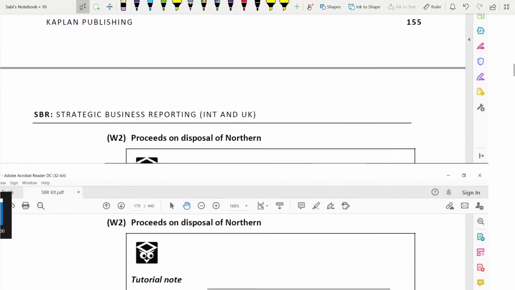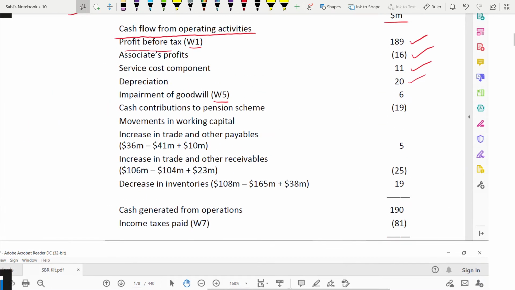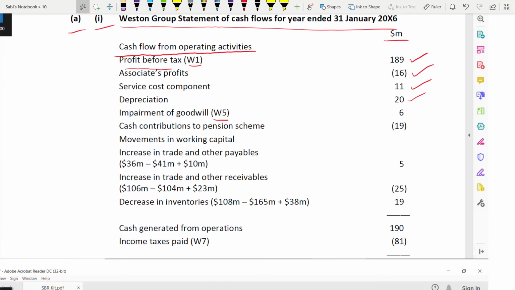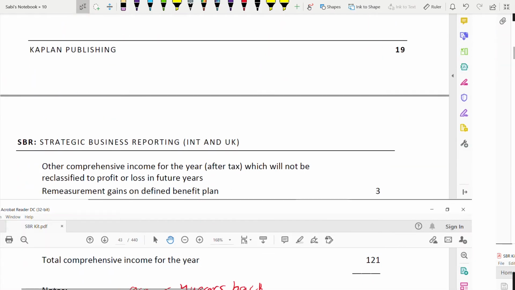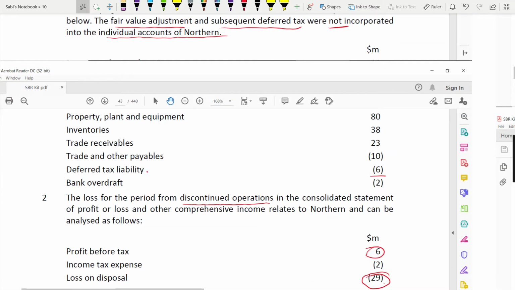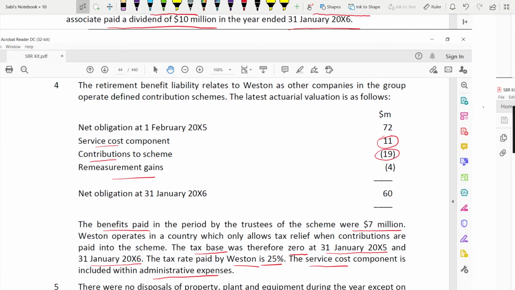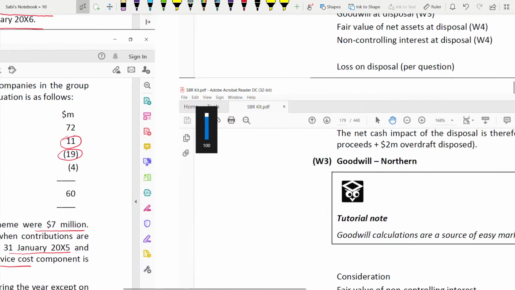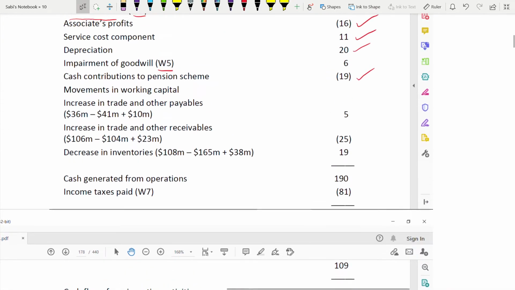Before proceeding, cash contributions to pension scheme is 19. The cash contribution to the pension you are paying out, so cash will go, so you need to deduct 19. So where does that 19 come from? We have to go to note 4. It's in note 4, contributions to scheme 19. It needs to be deducted. Always cash contributions to the scheme need to be deducted as cash contributions, right?